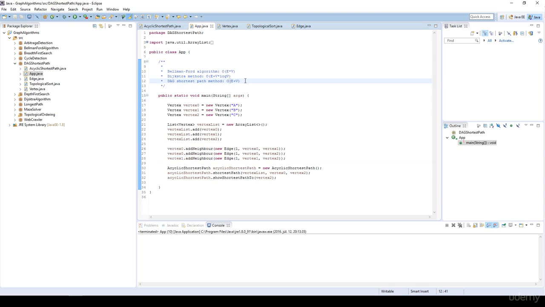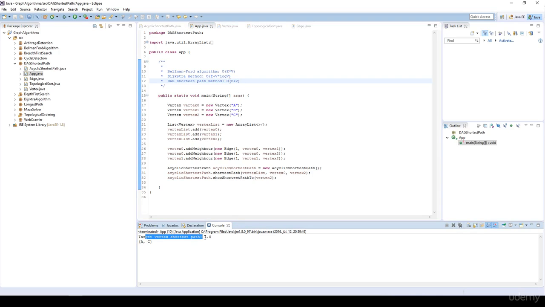Why is it good? Because this is the fastest algorithm in the sense that it is faster than Bellman-Ford and it is faster than Dijkstra. Of course, it is not robust because we are not able to use it for negative edge weights, and we are not able to use it when there's a cycle in the graph.